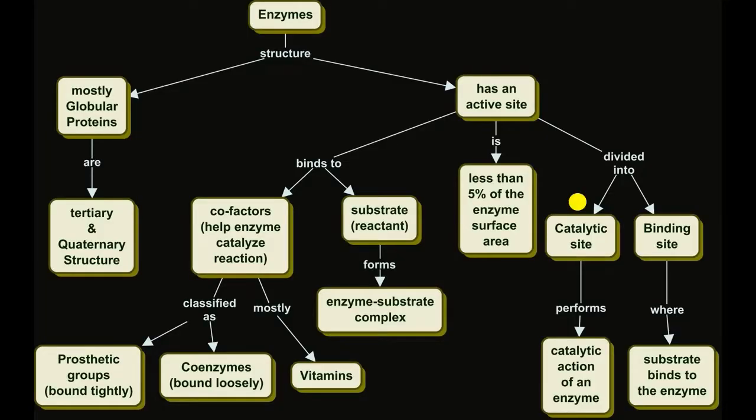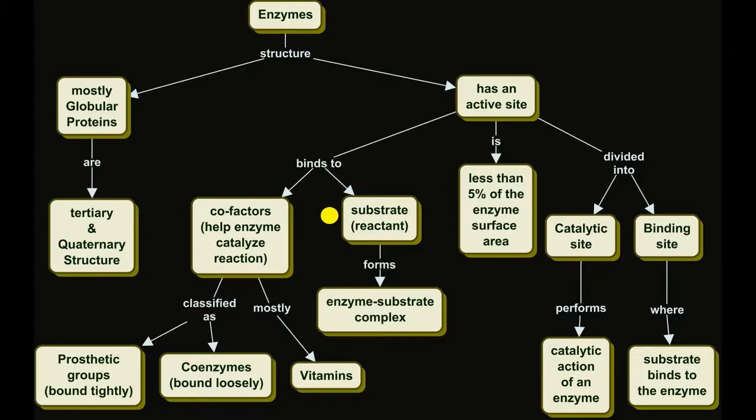Another division of the enzyme active site is called the catalytic site. Basically, this catalytic site is just found in the enzyme active site. The catalytic site of an enzyme performs the catalytic action of an enzyme. The catalytic action of an enzyme is what produces the product. So how small is that enzyme active site? It is only less than 5% of the total enzyme surface area.